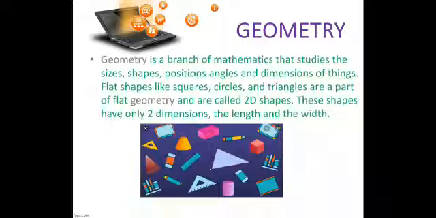Geometry. As we have discussed earlier, geometry is a branch of mathematics that studies the sizes, shapes, positions, angles, and dimensions of things. Flat shapes like squares, circles, and triangles are a part of flat geometry and are called 2D shapes. These shapes have only two dimensions, the length and the width.